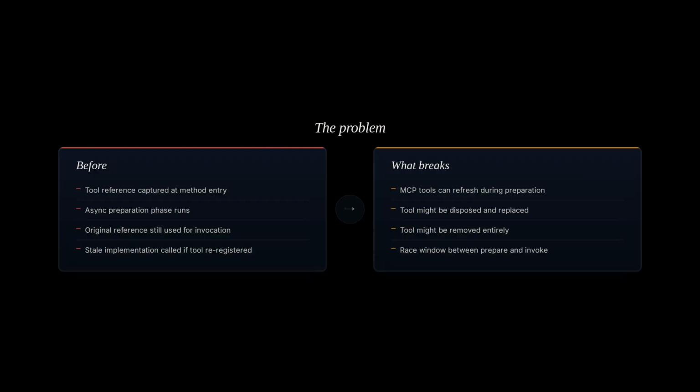Here's the scenario we're fixing. The original code captured a tool reference when the invoke tool method was called, then ran a potentially long async preparation step. If a tool was re-registered during that preparation, which can happen with Model Context Protocol tools that refresh their metadata on demand, the code would still invoke the old stale reference. Even worse, if the tool was completely removed, the invocation would attempt to call something that no longer existed in the registry. Let's look at what changed.